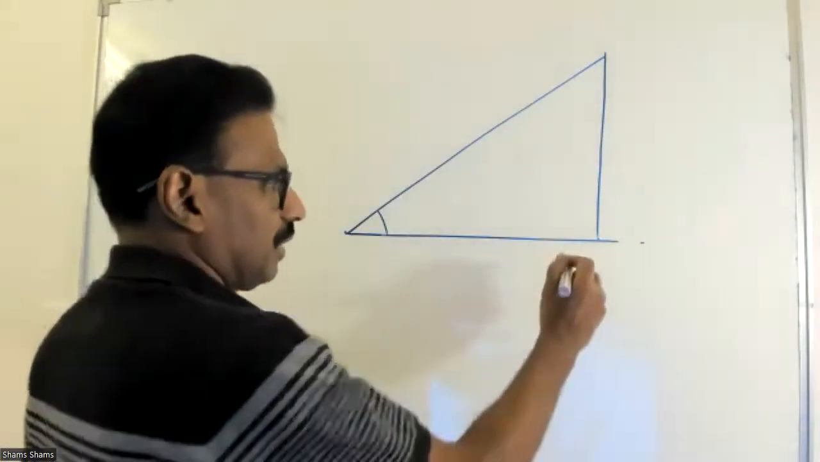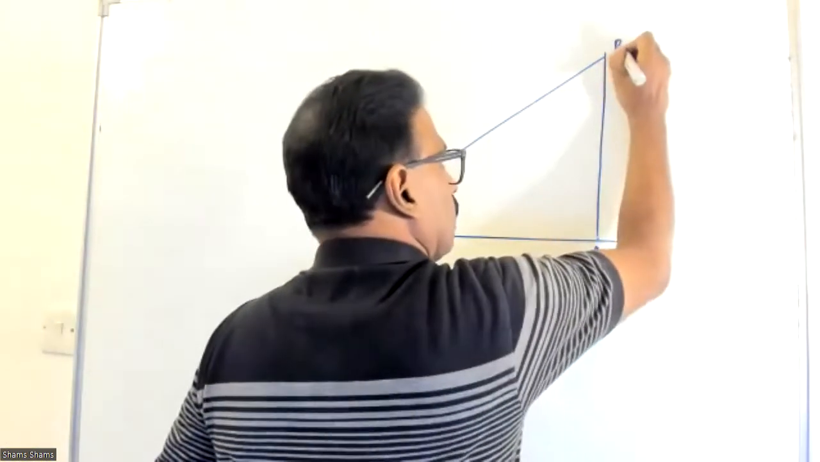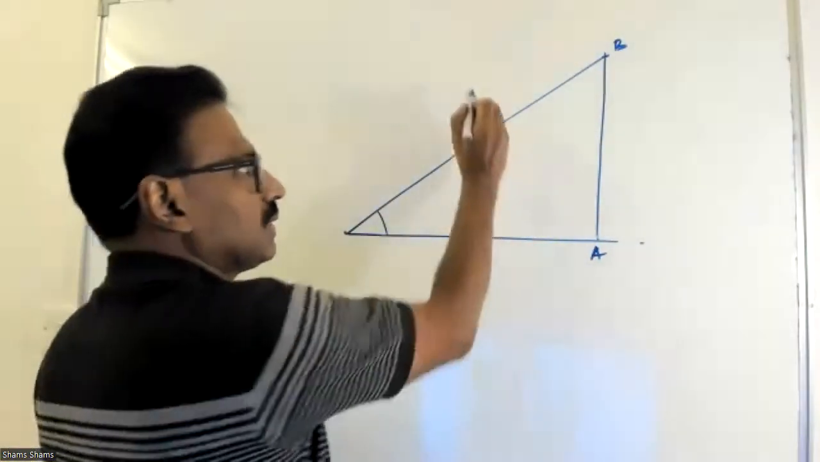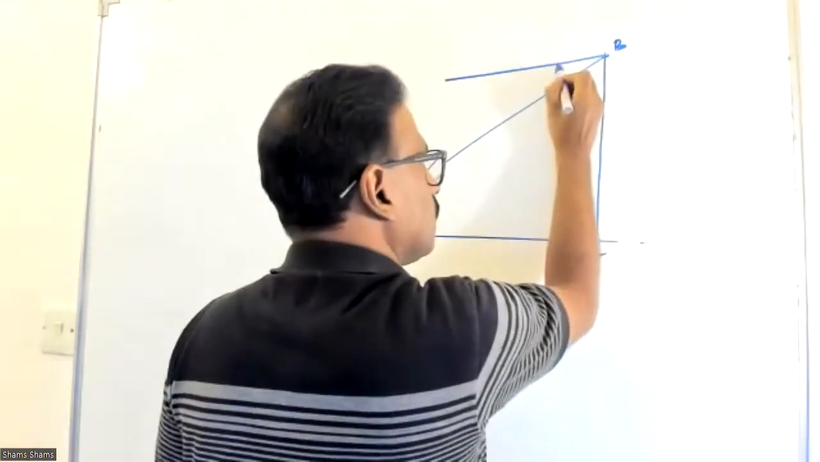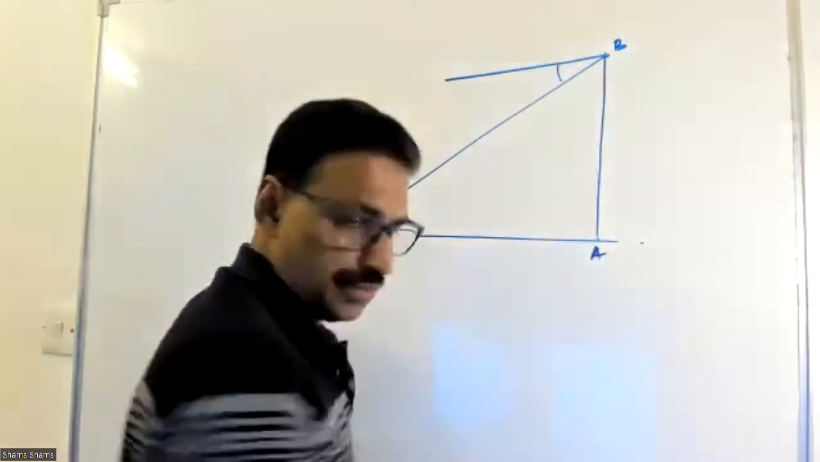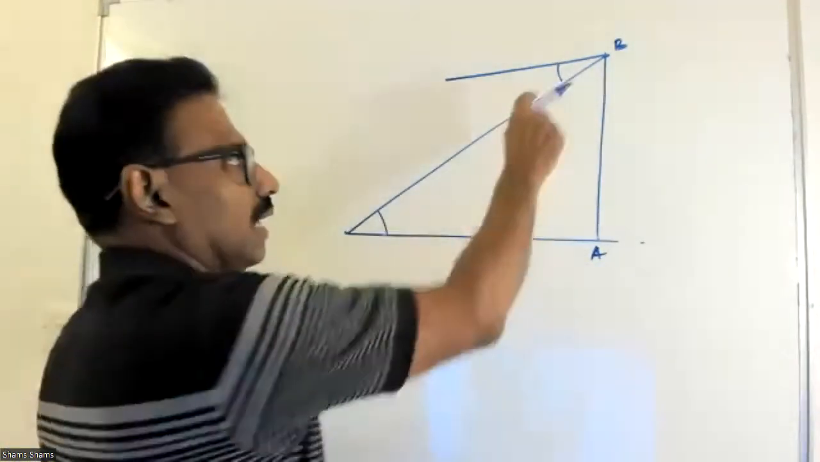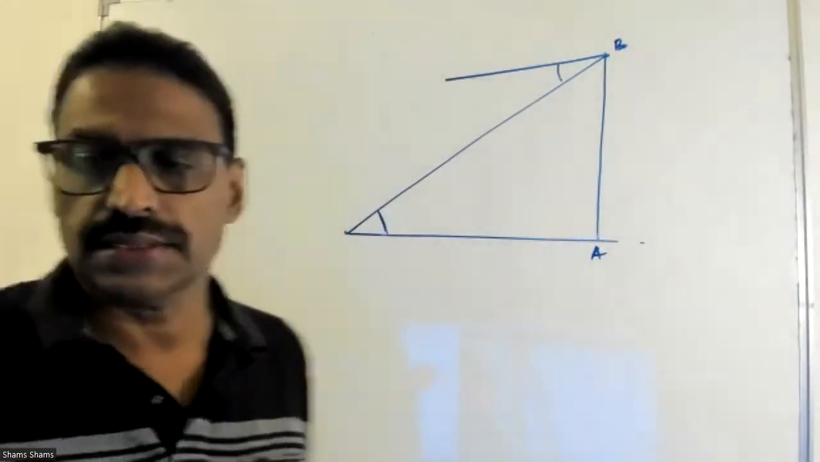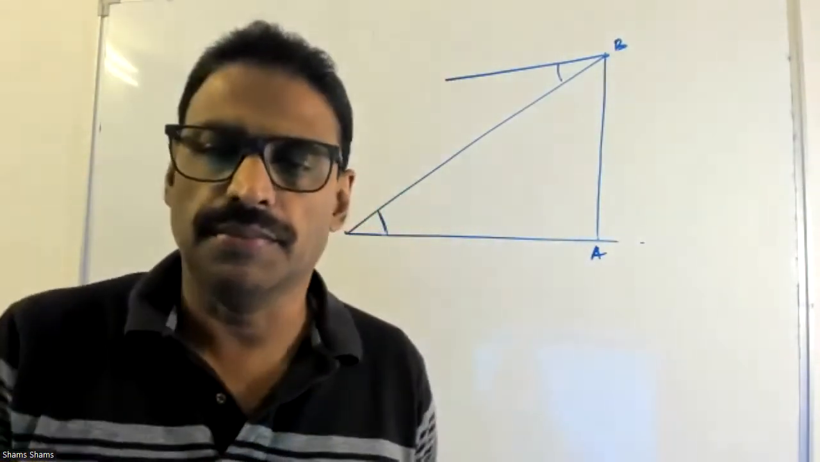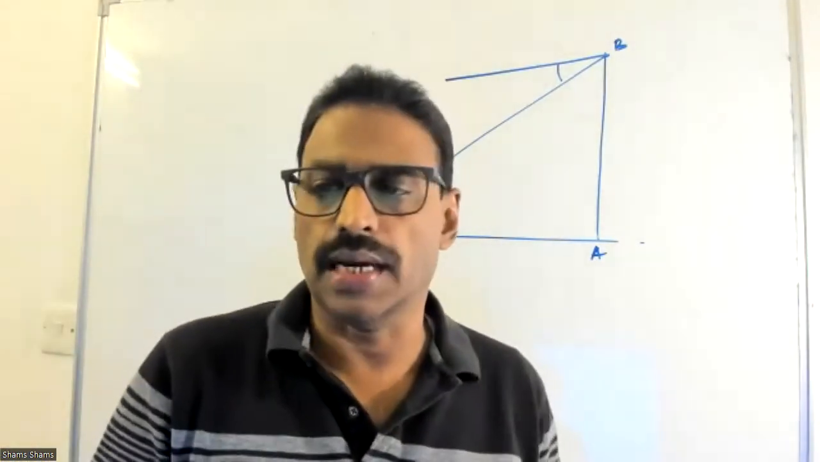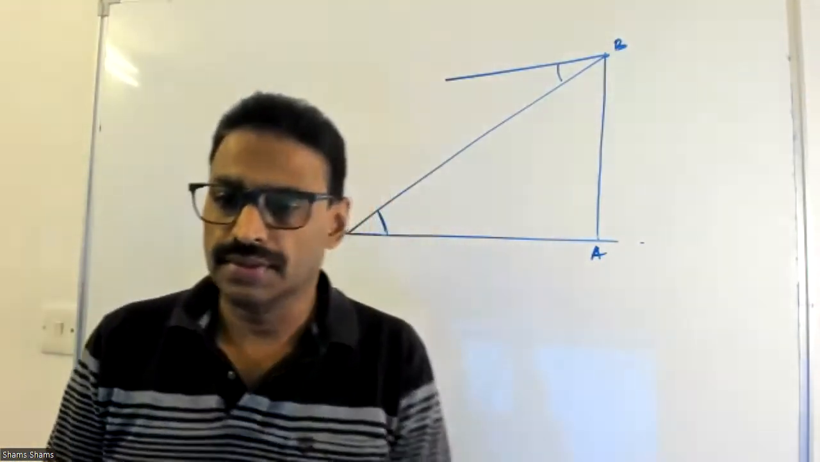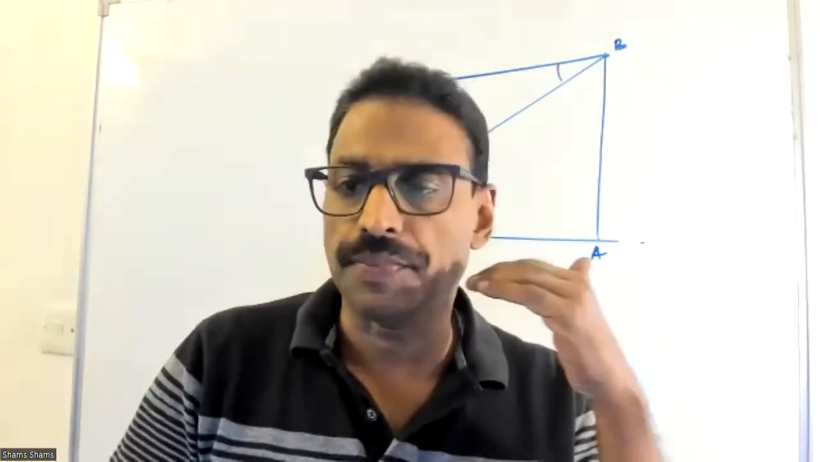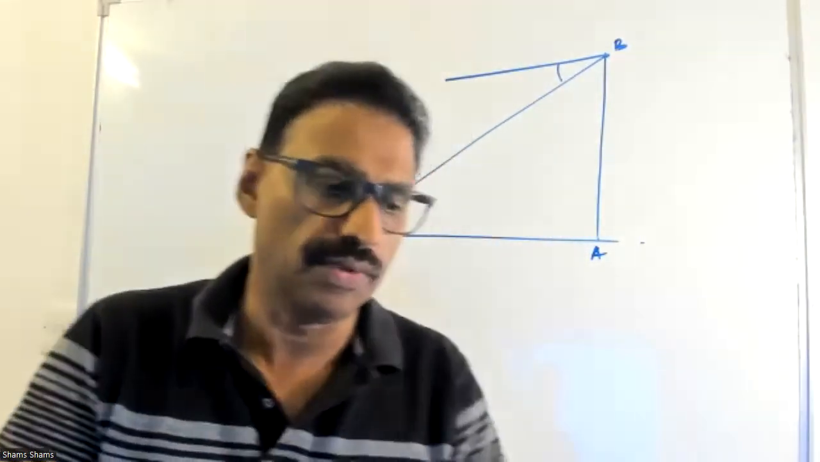Suppose here is a tower, AB is a tower. We are standing here. The angle of depression means this angle, not this angle. Accordingly, this angle is the angle of depression. Elevation means from bottom to top. That is called angle of elevation. And angle of depression means from the top to bottom.